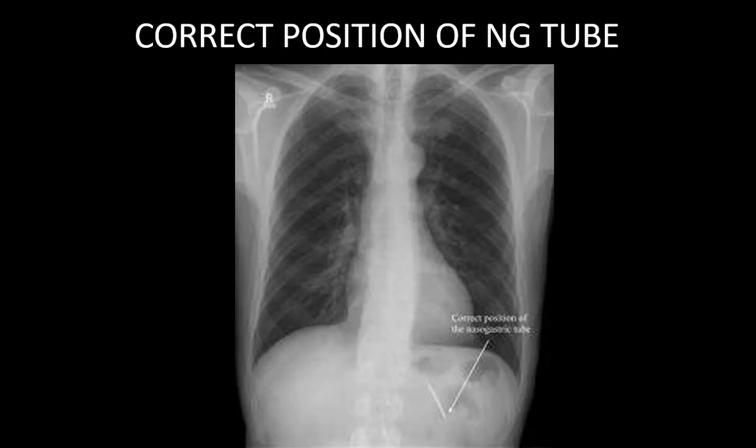What is the correct position of NG tube? We all know the NG tube has to be placed below the diaphragm. Here you see the beads of the NG tube, which has to be lying below the diaphragm in the gastric shadow.